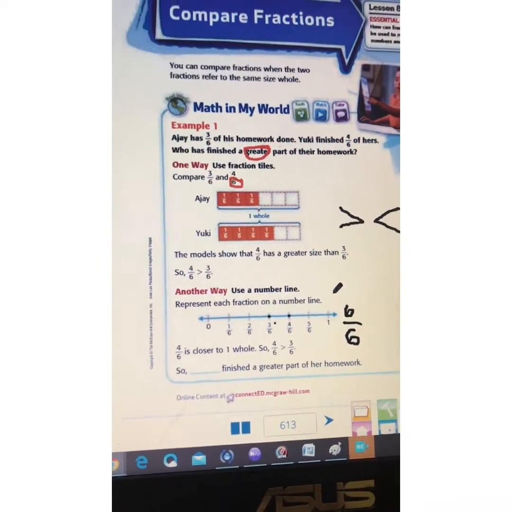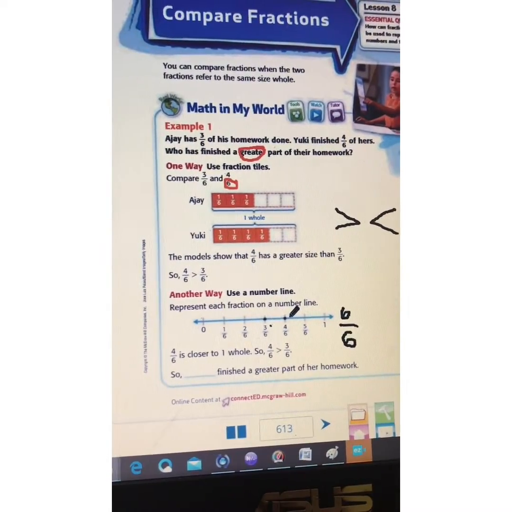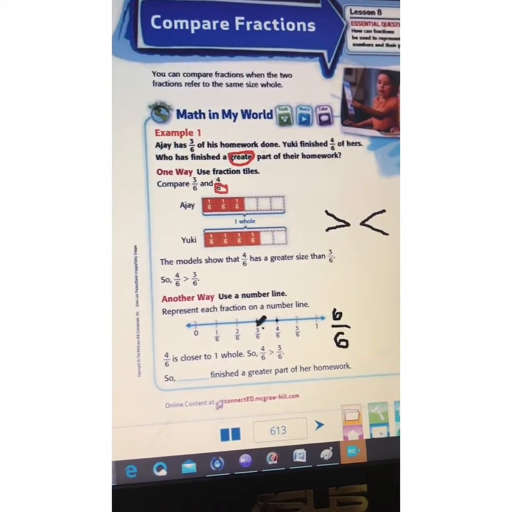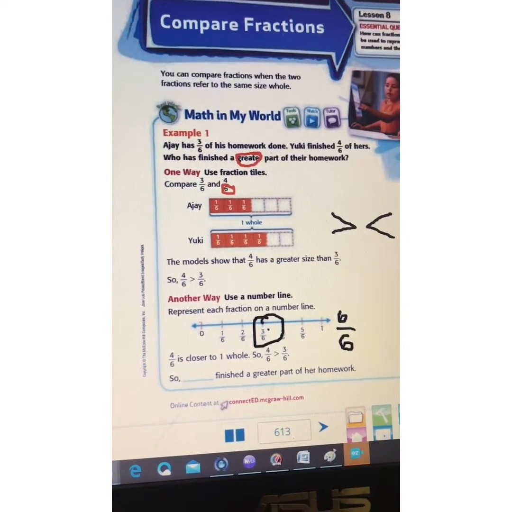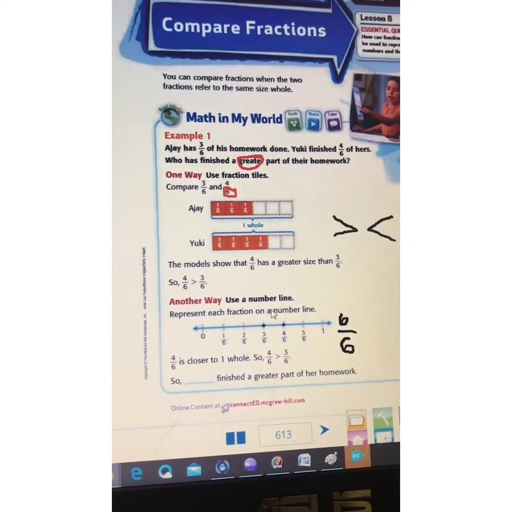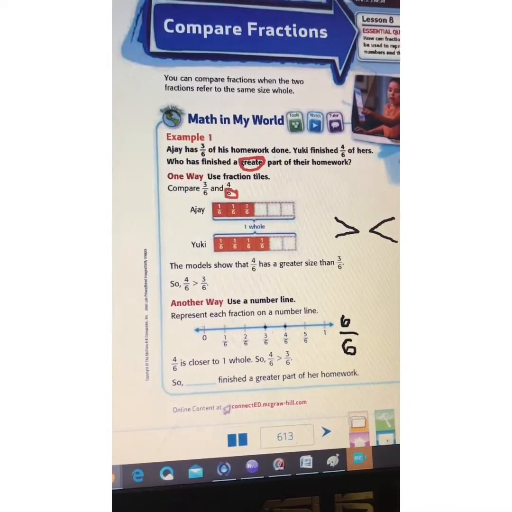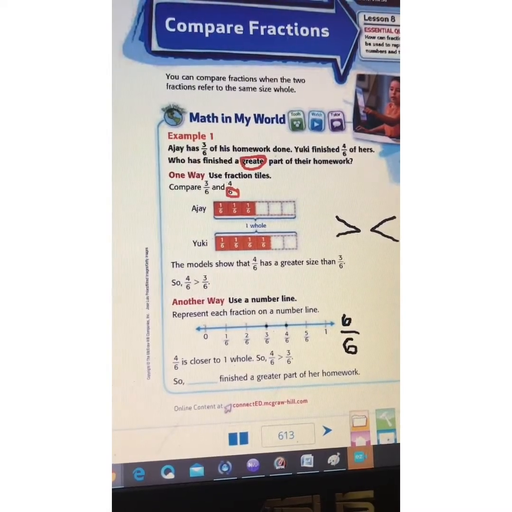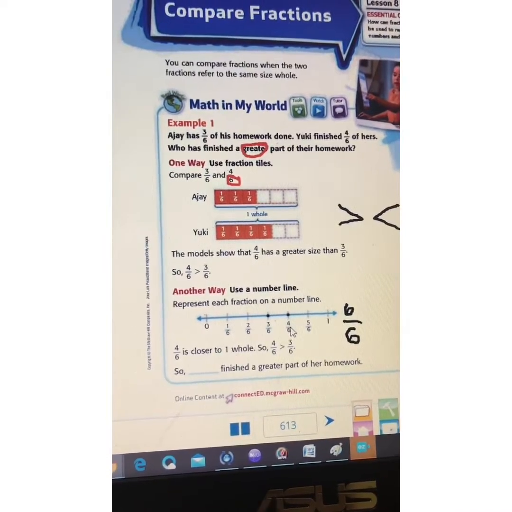So if you are going to use a number line to compare fractions, the fraction that is closer to 1 would be the greater number. So in this given, 3 over 6 is here. Okay. 3 over 6 is here. And the 4 over 6 is beside it. So you will see 3 over 6 here and the 4 over 6 is here.